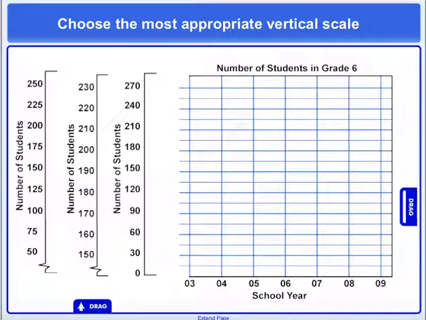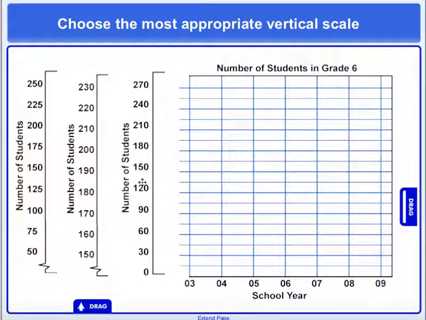All right. So choose the most appropriate vertical scale. We have from 50 to 250, 150 to 230, and 0 all the way to 270. Well, if we are looking at this, I would say maybe we have this number of students from 0 to 270, but are we really going to have 0 students? No, we're probably going to have in the higher numbers here, so this wouldn't be a great scale.